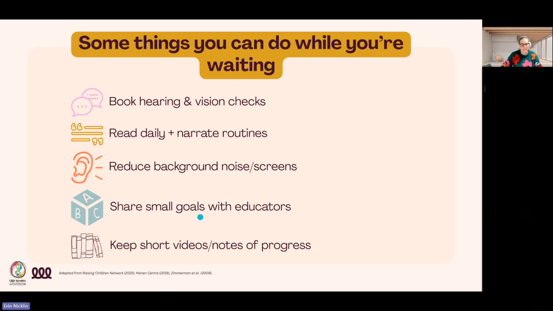We can reduce noise in screens as well. So background noise, so music in the background, having the TV on all the time. If you've got neighbours who've got construction on, closing the windows if you can, if it's not too hot. But reducing that background noise or TV time can really help to build opportunities for your child to develop their language.